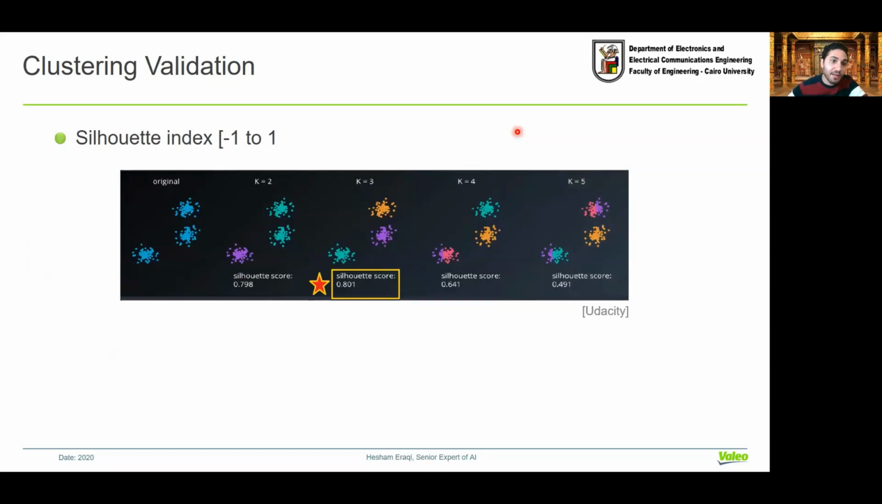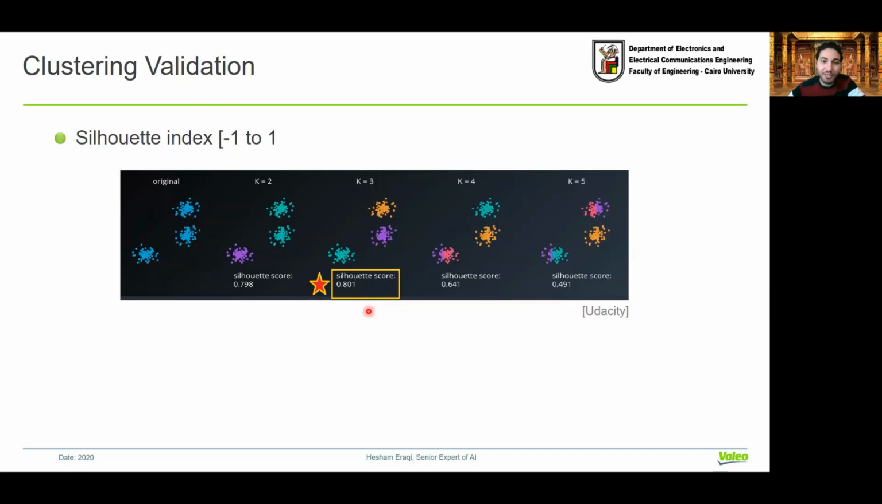As an example, this is a data set we have, and we run k-means using different values of k. For sure, the true k should be equal to 3, but we don't know that beforehand. So if k is equal to 2, this is the result and this is the silhouette score, and then k equals 3, k equals 4, k equals 5. You will find that the best result visually corresponds to the highest silhouette score value of 0.8. So it's a very handy tool. If you don't have ground truth, you can quantitatively judge the quality of your clustering algorithm.